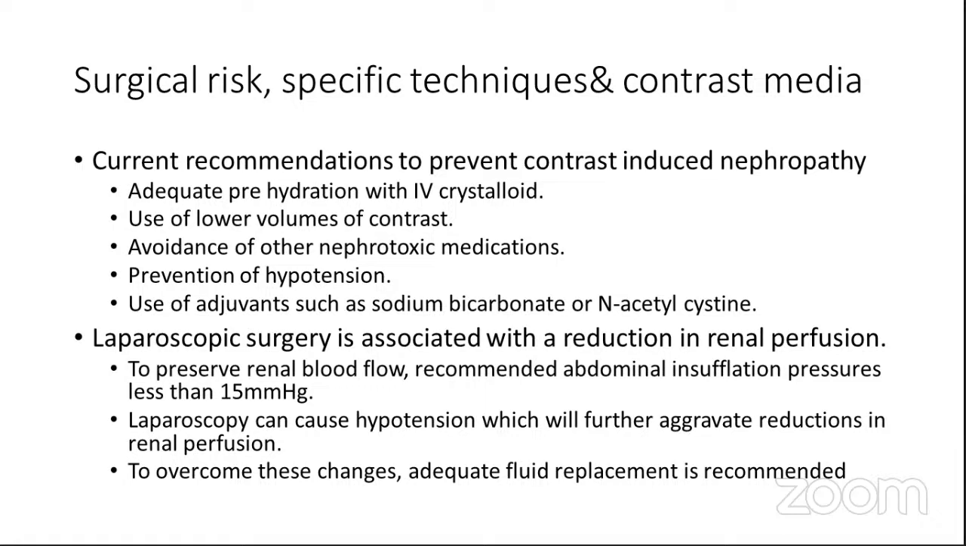Current recommendations to prevent contrast-induced nephropathy are adequate prehydration with IV crystalloid, use of lower volumes of contrast, avoidance of other nephrotoxic medications, prevention of hypotension, and use of adjuvants such as sodium bicarbonate or N-acetylcysteine.